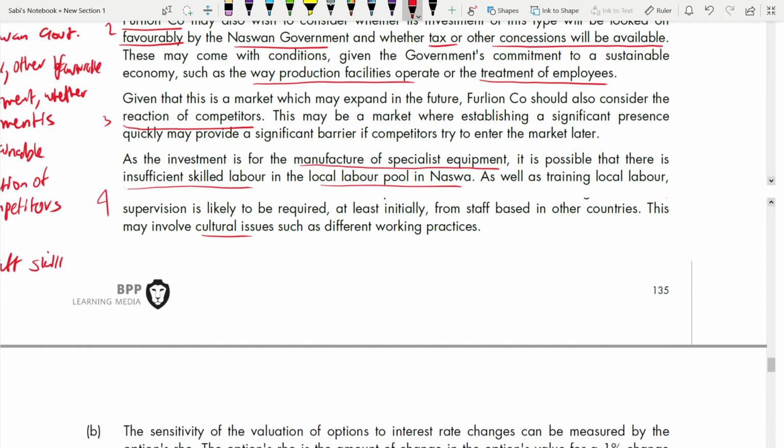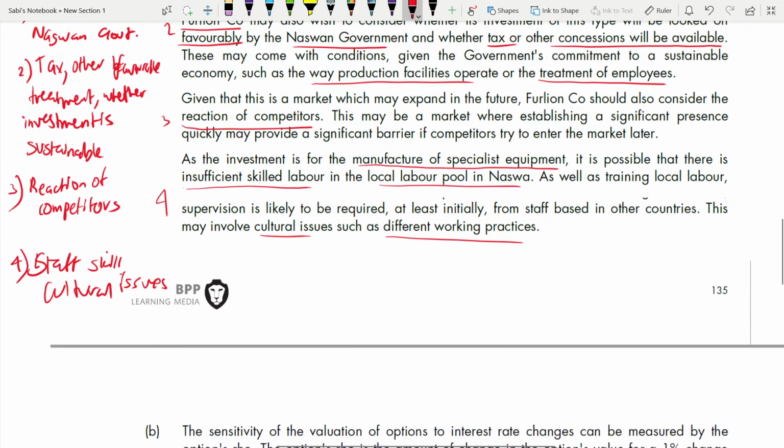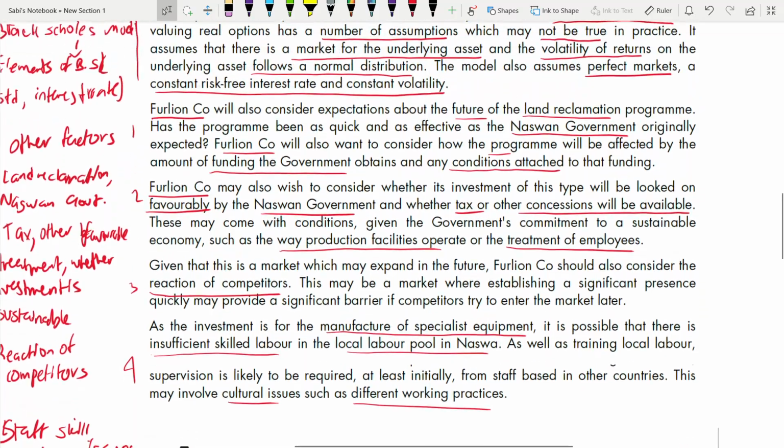Second is cultural issues. We are talking about cultural issues because the staff in two different countries might have different working conditions, different ethics, norms, values, expectations. Because of the differences, when you work together in the same place, it becomes very difficult to communicate also. So next is cultural issues. This is how you build from one point to next. Basically, you have to be expert in this one.